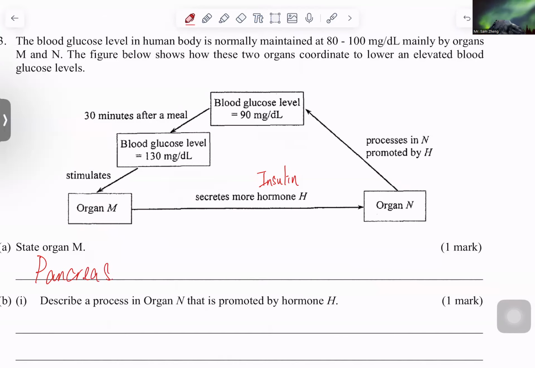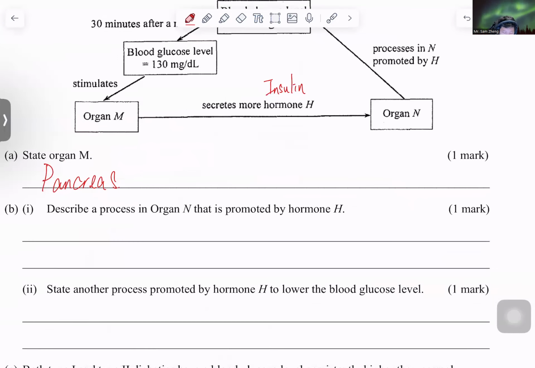Okay. Next, describe the process in organ N that is promoted by the hormone H. So organ N would do some processing. Which organ will do some processing? Definitely, after it receives the insulin, organ N will do some processing, and that organ must be the liver. Okay, so this one would be the pancreas. So in this case, the liver will do something.